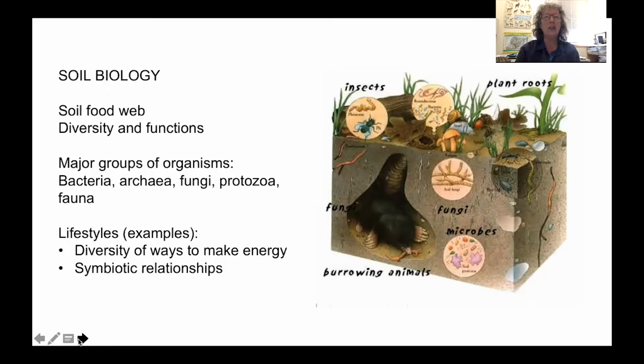So what we're going to cover today is the soil biology. I'm going to start by looking at the soil food web, a bigger picture look at what's going on below ground, talk a little bit about diversity and functions, and then briefly go through the major groups of organisms that are living in soil, and then talk a little bit about lifestyles of organisms.